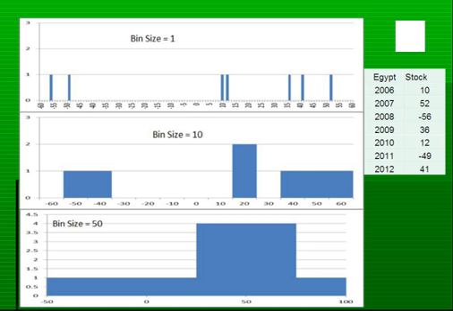So it turns out that the minus 49 and minus 56 get separated and put into different bins. And then going from 0 to 50, we have 1, 2, 3, 4 points. So 10, 12, 36 and 41, they all get put into one bin. And then there is 152%, which is even larger.